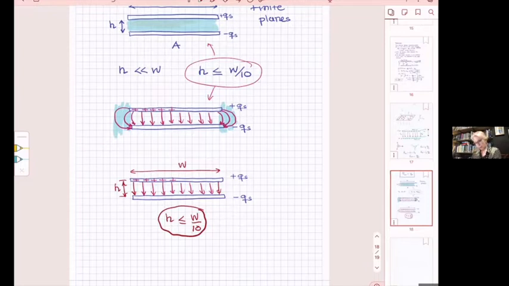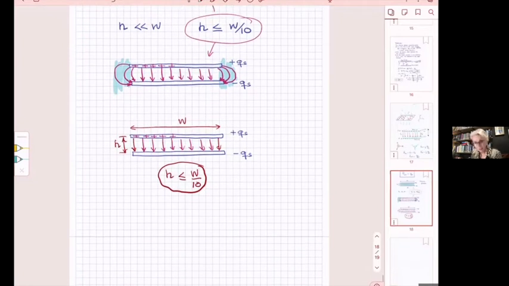Why is that important? Because now we go into something practical. We cannot realize infinite things in real life. We can realize things like this, where the separation is so much smaller than the width, but we cannot realize things that are infinite. Okay, so now we are going.